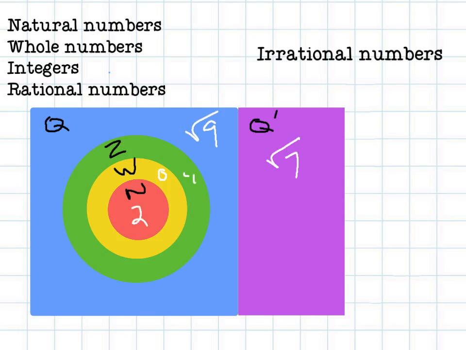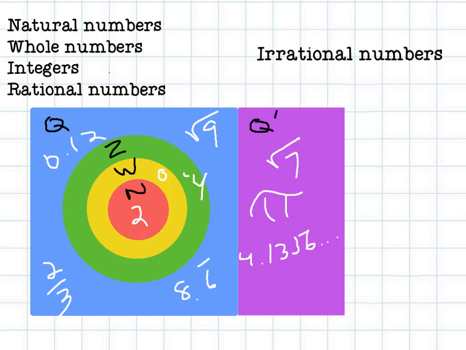-4 is an integer. 2/3 is a rational number. 8.6 repeating is a rational number. 12/100ths is a rational number. Pi is irrational. And 4.1356 with an ellipsis is an irrational number because it's non-terminating and non-repeating.